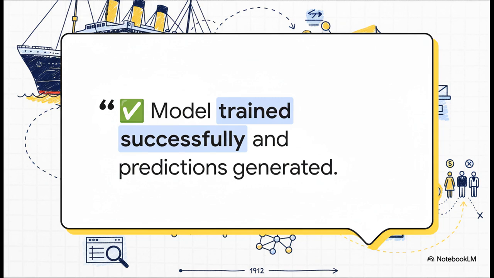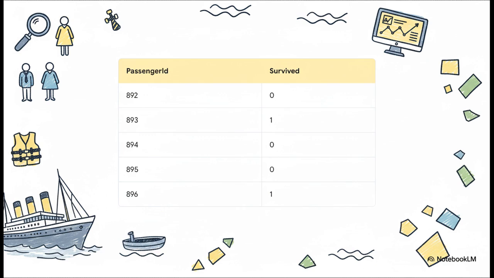This simple message from the script tells us that everything worked. Our digital detective finished its analysis. The predictions are in. You could say the case is closed, at least according to the machine. And this right here is the final report, a brand new file called submission.csv. It's a simple list, passenger ID on the left and the model's prediction on the right. A 1 means the model thinks they survived, a 0 means it thinks they didn't. So for passenger 893, a female in 3rd class, the model predicted she survived. But for passenger 892, a male in 3rd class, it did not.